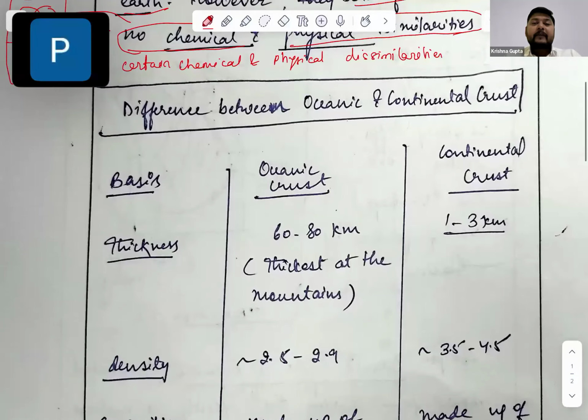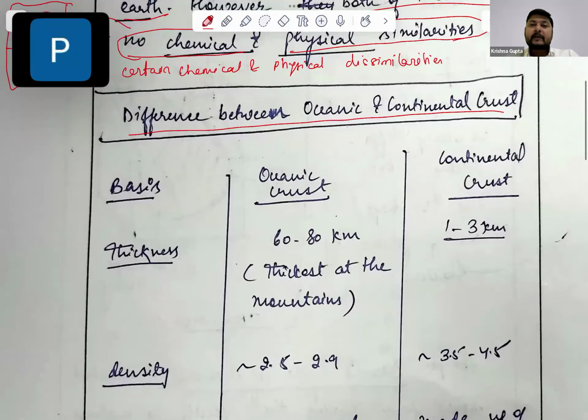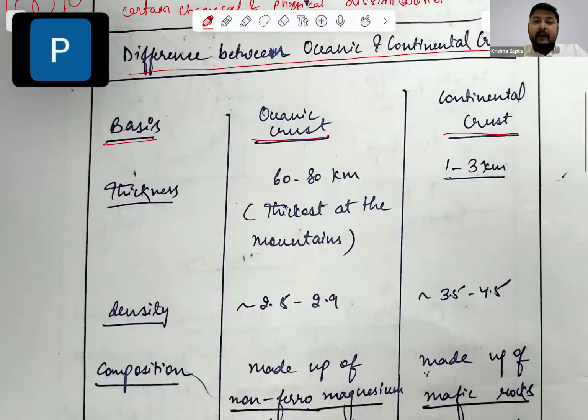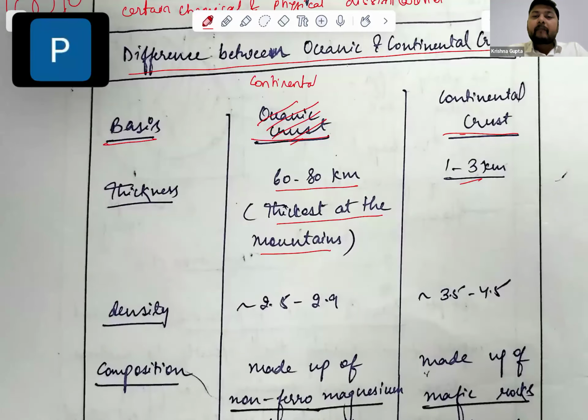Now let's move to the difference between the oceanic and continental crust, which is the part of the question. The basis is oceanic crust and continental crust. Here you have written oceanic crust as 60 to 80 kilometers thick, at mountains, and continental crust as 1 to 3 kilometers. I think you have written it opposite. This is continental crust and this is oceanic crust. So continental crust is 60 to 80 kilometers thick, and oceanic crust is 1 to almost 5 kilometers thick.